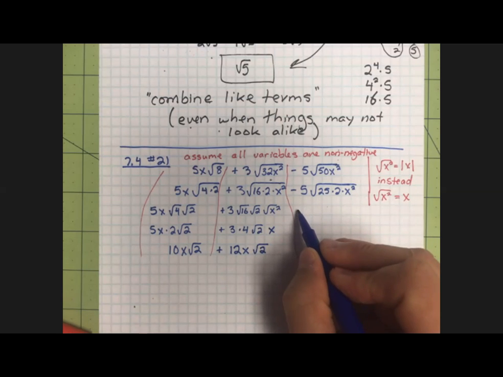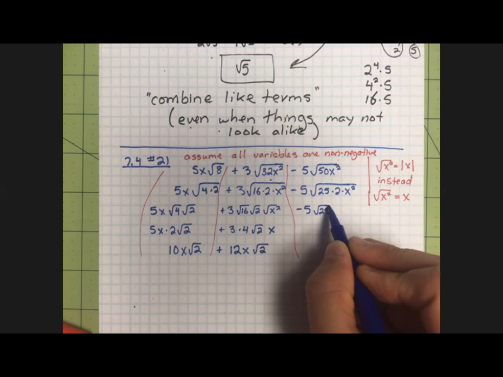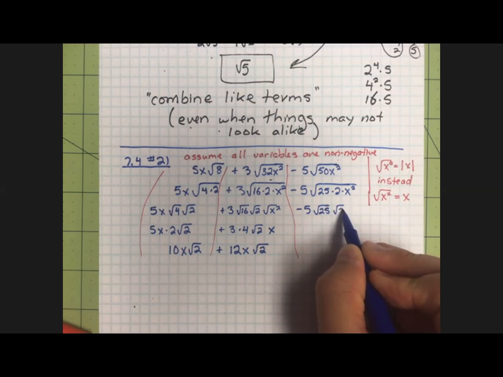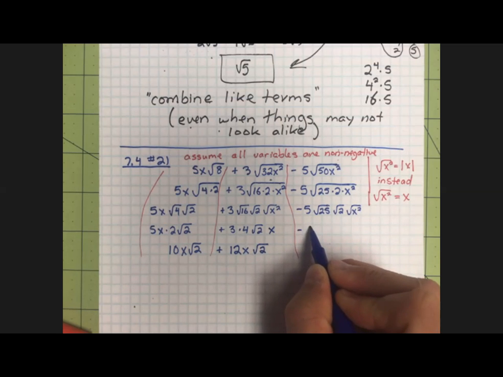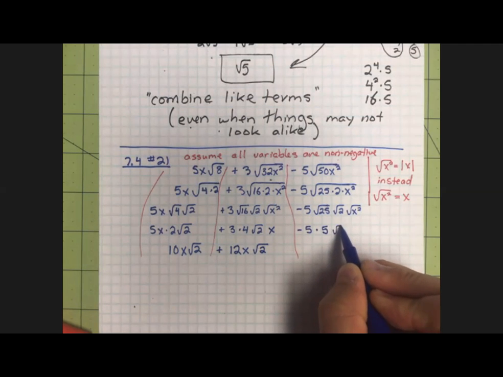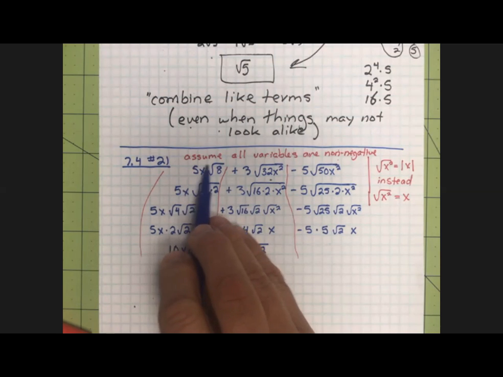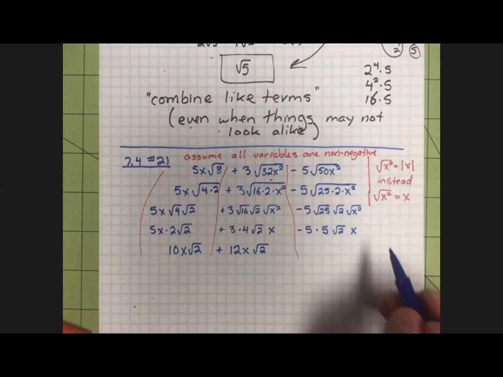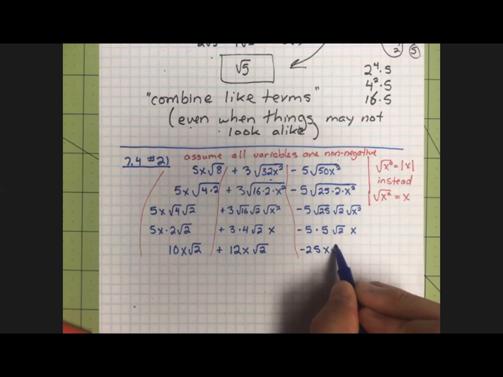And then lastly here, I have minus 5 times the square root of 25 times the square root of 2 times the square root of x squared. Minus 5 times 5 times the square root of 2 times x. I'm allowed to say the square root of x squared is x because I was assuming the variables were not negative. When I put all those together, minus 25 x's times the square root of 2.